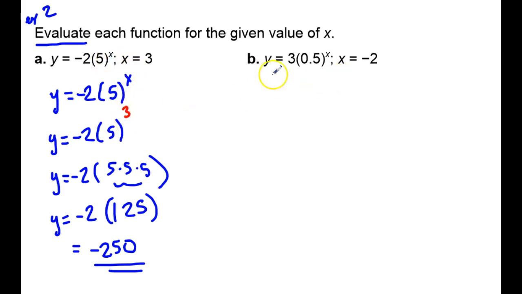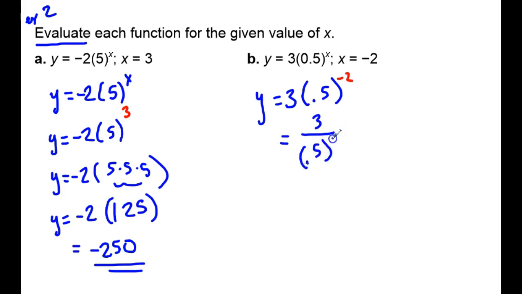So now let's look at this function, part b. So I've got y equals 3 times 0.5 to the x. And here I'm told that my x is a negative 2. Okay? So the first step I really need to do is deal with my negative exponent, right? Because I don't like having negative exponents. So that's going to be the 3 stays where it was, the 0.5, and I always want to keep things in parentheses, squared. So now I have 3 divided by 0.5 times 0.5 gives me 0.25.